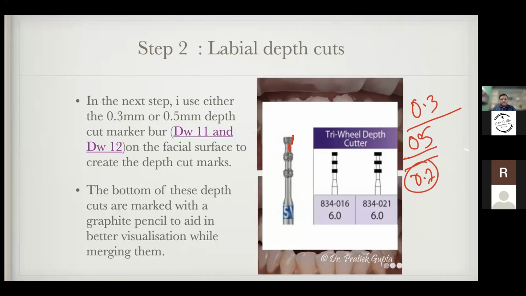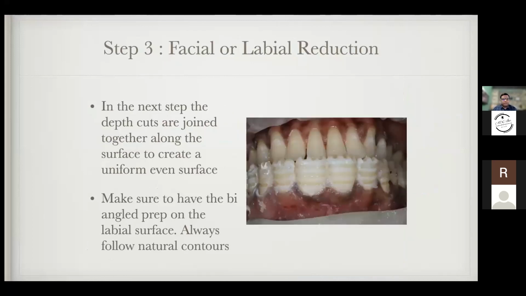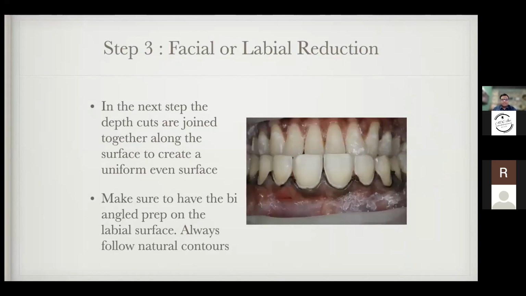0.7 could be an overkill, because even after 0.5, when you are doing your final finishing, you will prepare a little more tooth structure. Third step would be facial or labial reduction, where all the depth cuts are joined together to create a uniform, even surface. Always maintain the facial contour. You will do a prep into two planes, a biplanar reduction.